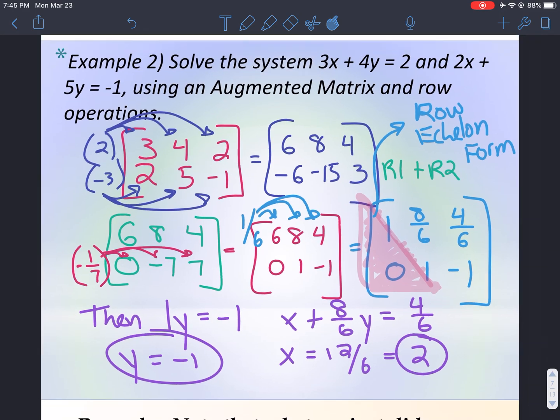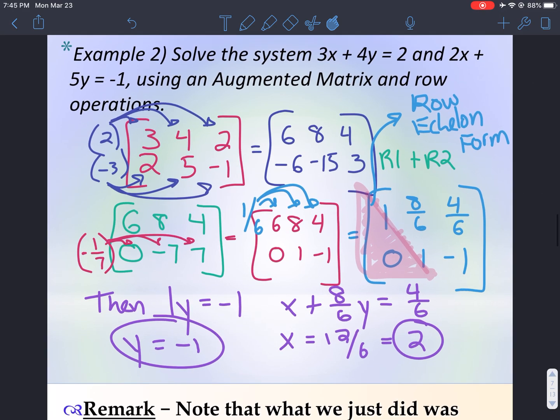So take a look at what we've done. Try lining up the system of equations and solving it like you would with elimination or substitution. You should get the same answers.